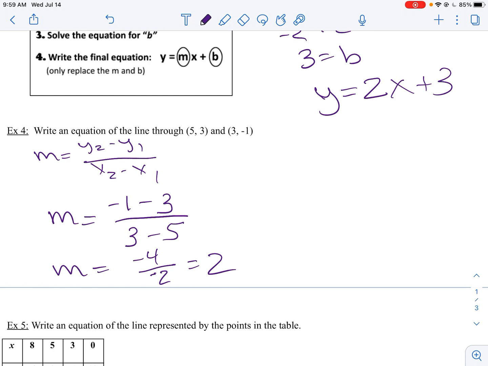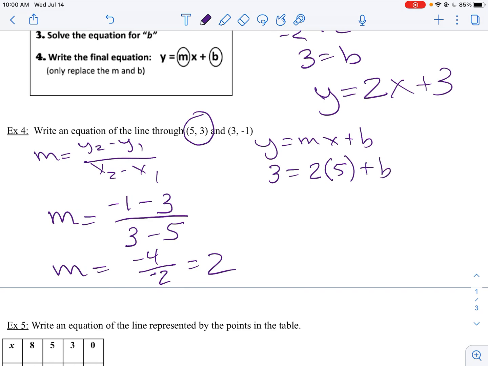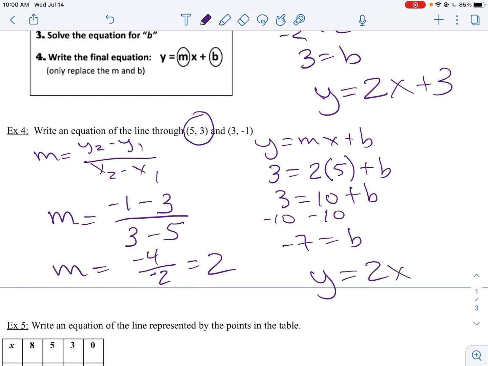I'm going to pick one of the 2 points. I'm just picking the first one because it's the first one. It doesn't matter. And I'm going to plug it into y equals mx plus b. I replace the y, I replace the slope, I replace the x, and I'm finding the b. So 3 equals 10 plus b. I subtract the 10 from both sides. I get -7 equals b. So y equals 2x minus 7.